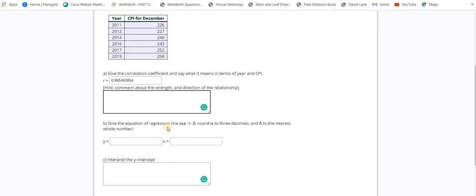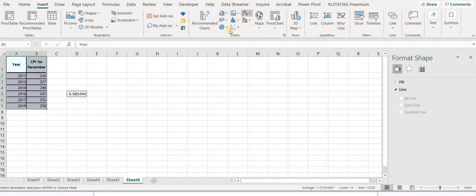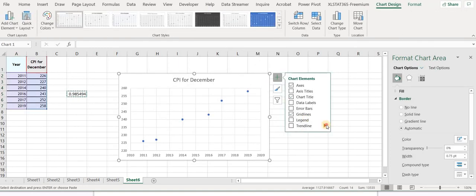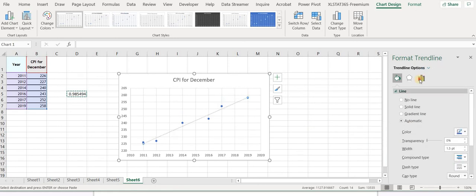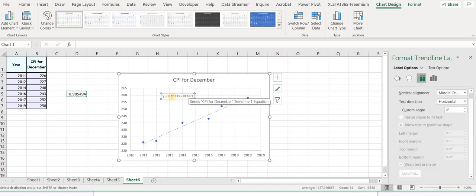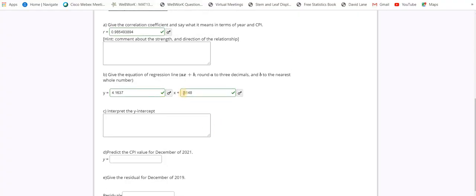We want the equation of the regression line. So we're going to select both columns, insert tab, scatter plot, plus sign, trend line, more options, and then select display the equation. So this is basically the equation that we want to compute. So I'm just going to go ahead and plug it there. So I plugged the numbers here. Notice how this number is negative. So I plugged it negative in the equation here.